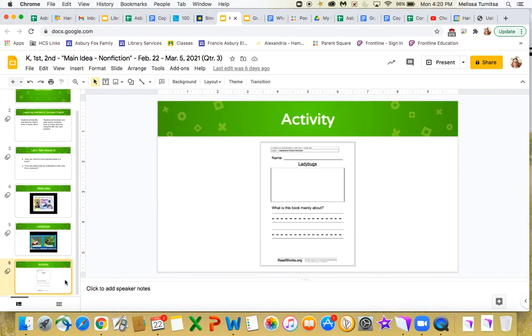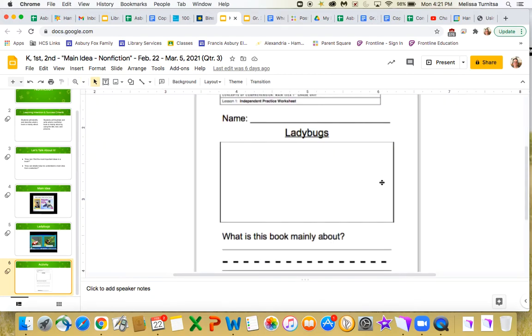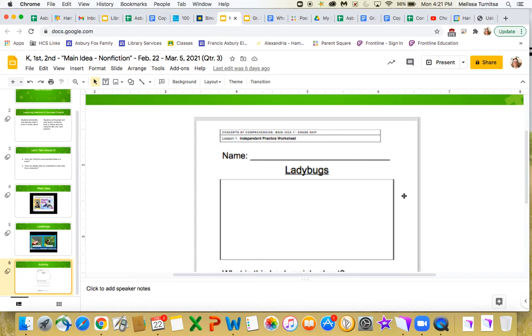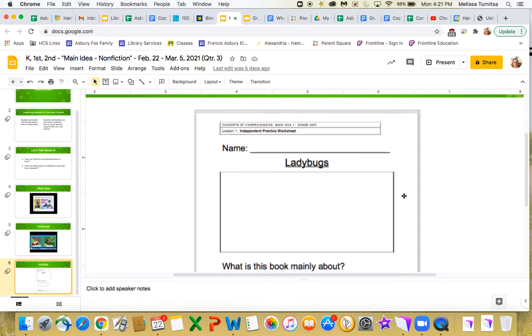Okay, so now what we're going to do is you guys are going to fill out your own paper about ladybugs. Okay, so Miss T is going to make this a little bit bigger. Now, what you guys should be able to do is fill this out. Miss T is going to have this where you can print it out in the Google Classroom. And if you're not able to print it out, all you have to do is just take a piece of paper and you can do the same thing.